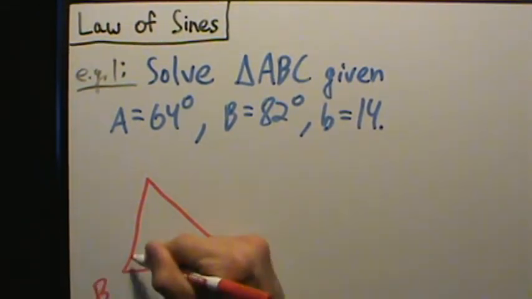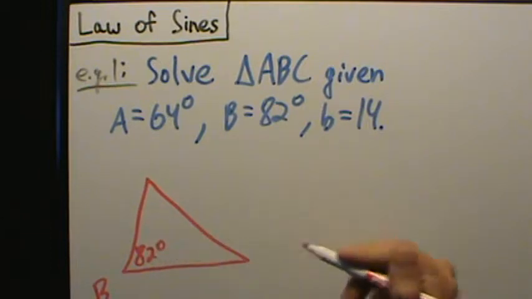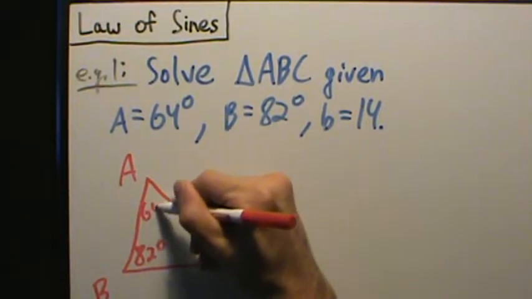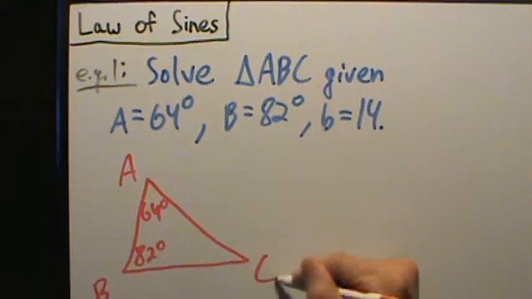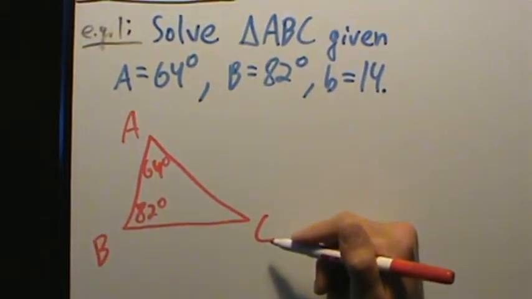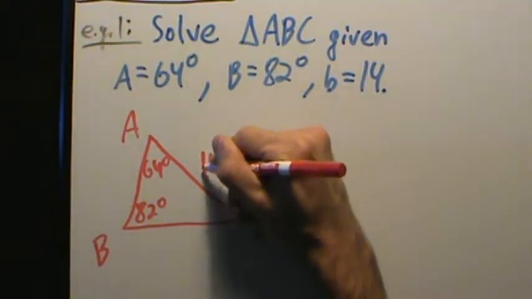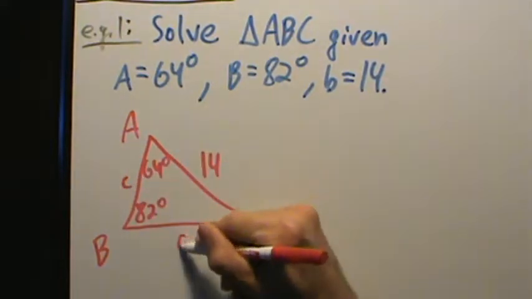Here's angle B, 82 degrees. This can be angle A, 64 degrees, and this could be angle C, which is what we need to find out. Also, side little b is across from angle big B. That's the convention that we go with, so that's 14. Here's side little c, here's side little a.